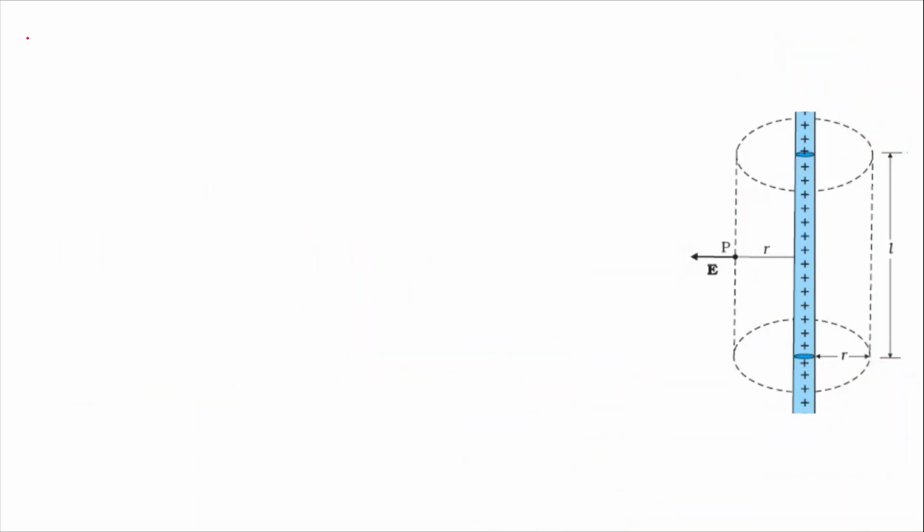So we know that phi is equal to E dot ds. Also, phi is equal to Q by epsilon naught. So when the left hand sides are equal, can we equate the right hand sides? Yes, so equate the right hand sides. You get E dot ds is equal to Q by epsilon naught.